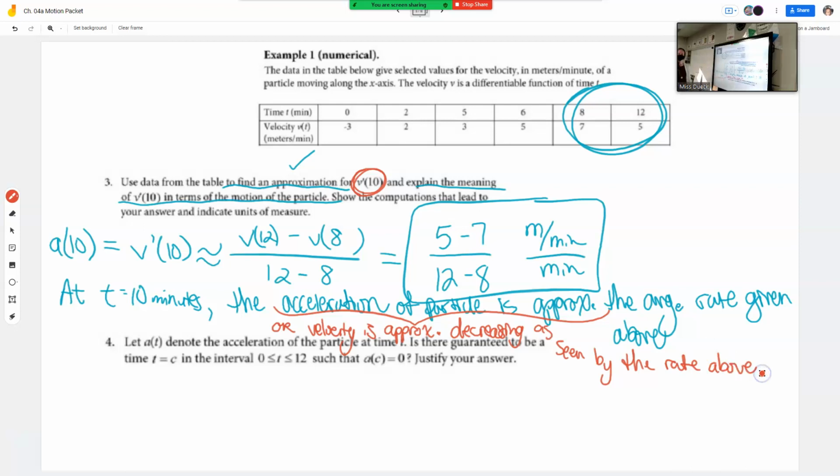I'm trying to not make you guys simplify. Everything I keep on writing is like, give the number, give the number, give the number. How does the blue and the red say the exact same thing? One says the acceleration is approximately that rate. The other one says the velocity is approximately decreasing as seen by the rate. How is acceleration and velocity decreasing? How are those the exact same thing?